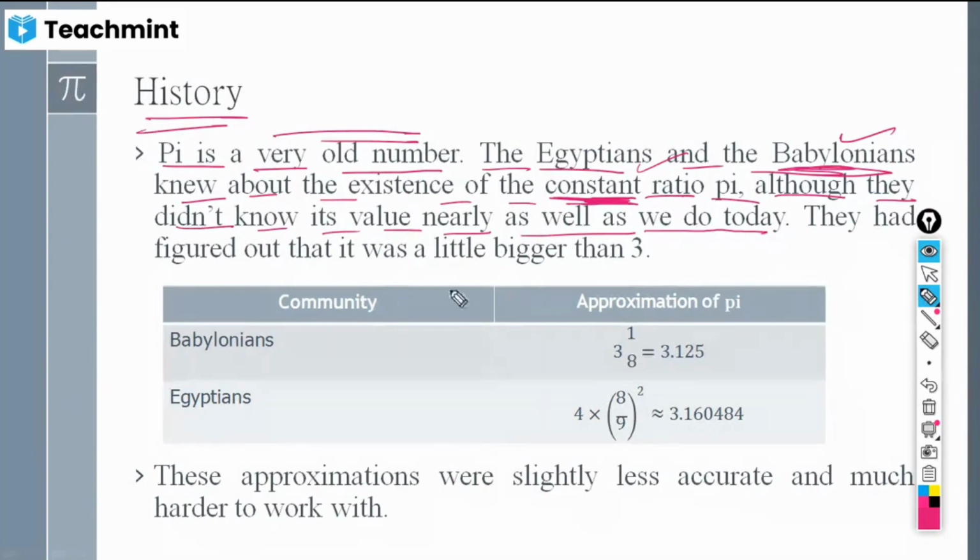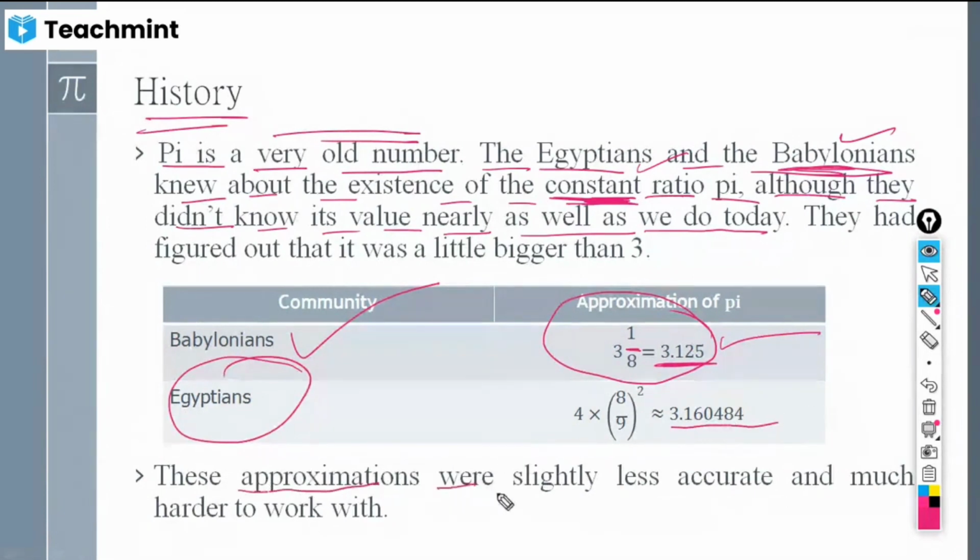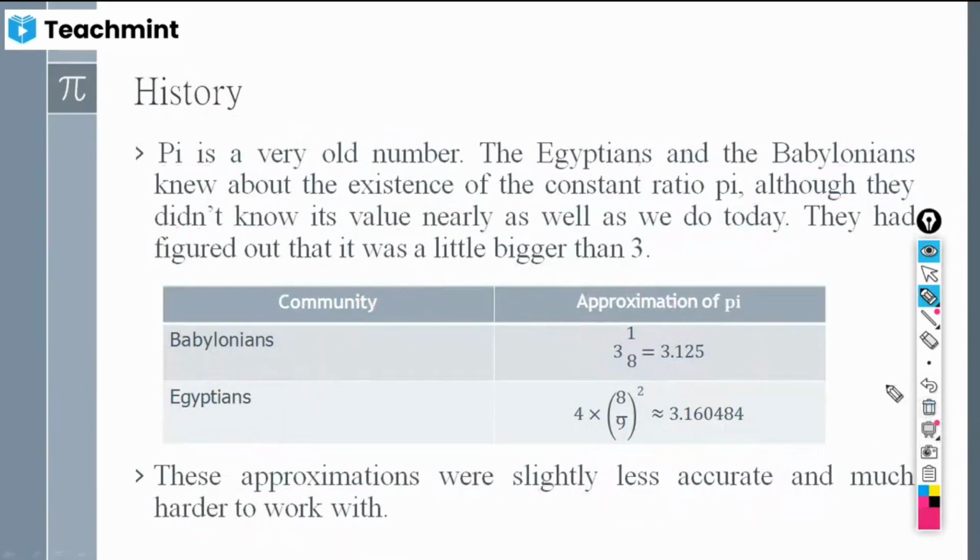You can see on the screen that it is a Babylonian constant they have given, that is 3 integer 1 by 8, that is nothing but 3.125. This was known to the Babylonians. And for the Egyptians it was approximately equal to 3.16084. So these approximations were slightly less accurate and much harder to work with in calculations. Nowadays we are getting many trillions of decimal places after 3 on the right side of pi. This was all about the period of civilization.